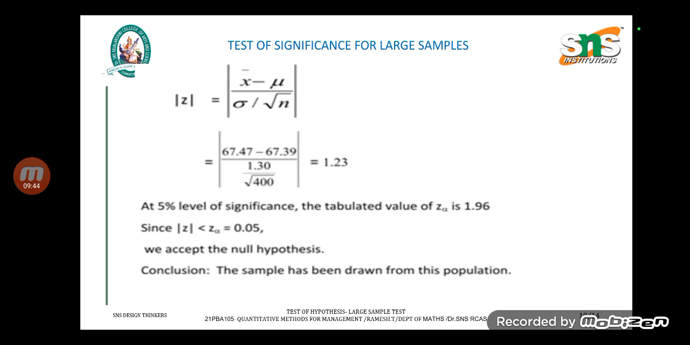Already given, the sample mean is 67.47, the population mean is 67.39, the standard deviation is 1.30 and the number of data is 400. Substituting all that, we get 1.23. It is our calculated value. At the 5% level, the tabulated value is 1.96. Here, the calculated value is less than the table value. Therefore, we accept H0. Therefore, we conclude the sample has been drawn from this population.